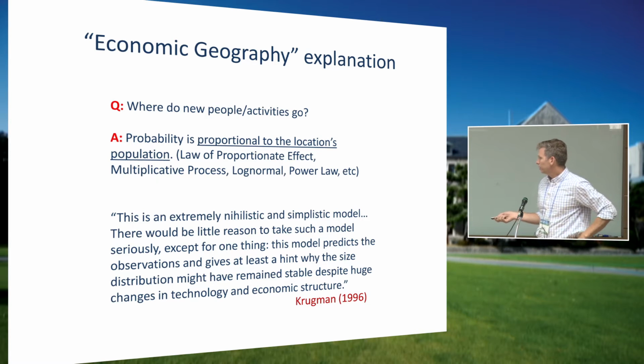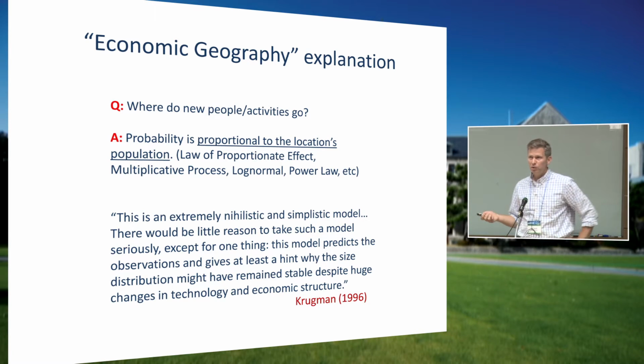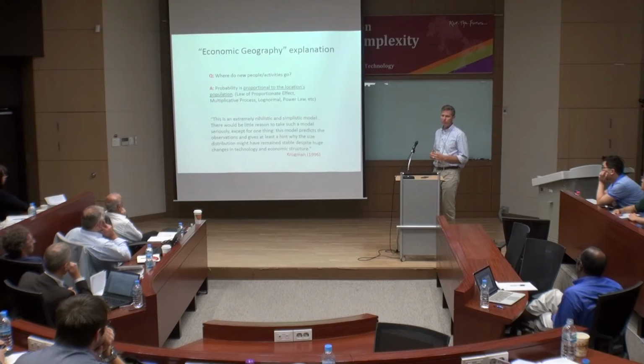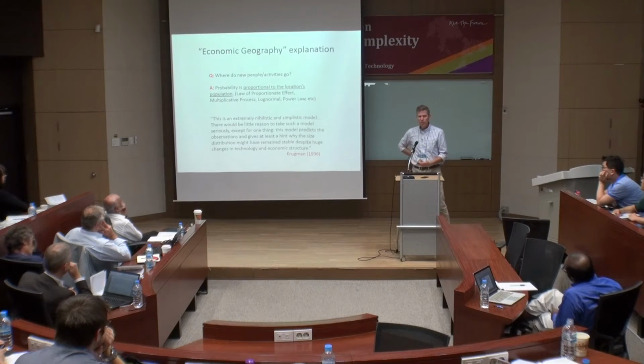And the Nobel Prize-winning economist, Paul Krugman, wrote and commented on these questions himself. And he said, look, this is a very simple model. It's nihilistic, meaning it doesn't tell us much about the microeconomics of the systems. It's very simplistic, and we shouldn't really take such a model very seriously, except for one thing. It seems to actually predict the observations.